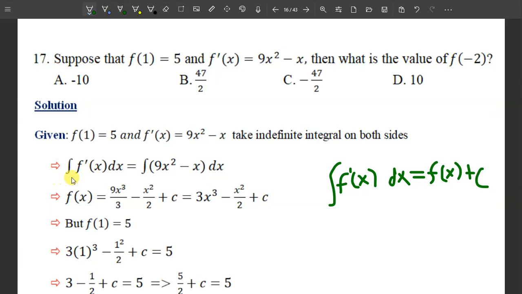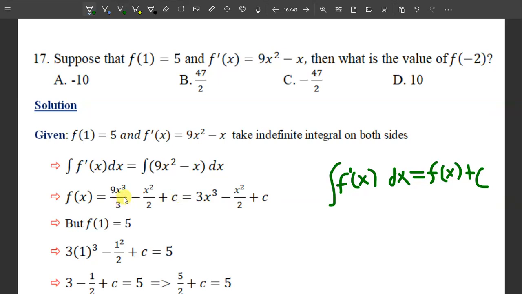If we take the integral on both sides of these two, then the integration will be the indefinite integral of f prime of x dx is equal to the indefinite integral of this expression, which is 9x squared minus x dx. And then the indefinite integral of this one is f of x. And this is equal to the integral of 9x squared, which becomes 9x cubed over 3, minus the integral of x, which becomes x squared over 2, plus the constant c.